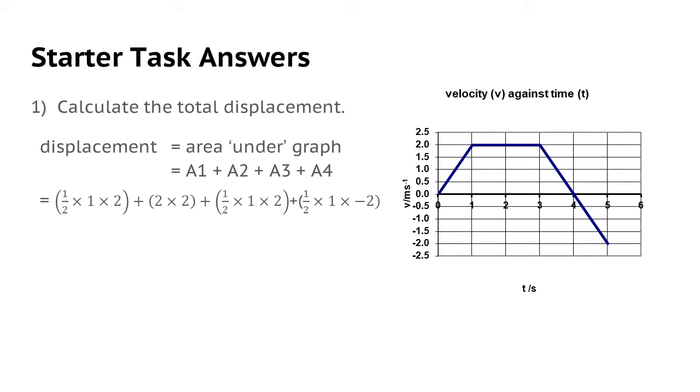If we add them together, I'm not going to go through this in great detail, but we get this sum here, and we should get a final answer of 5 meters. The only slight complication here is that the last area, the area under here between 4 and 5 seconds, is minus 1 meters, which remember just means 1 meter in an opposite direction.